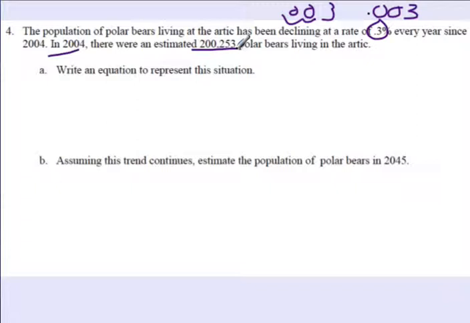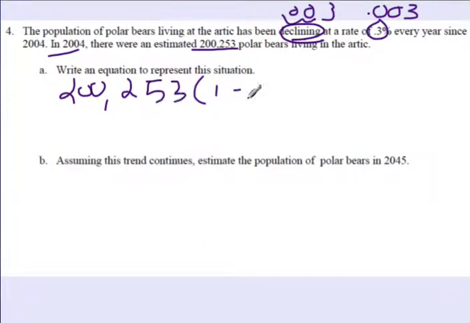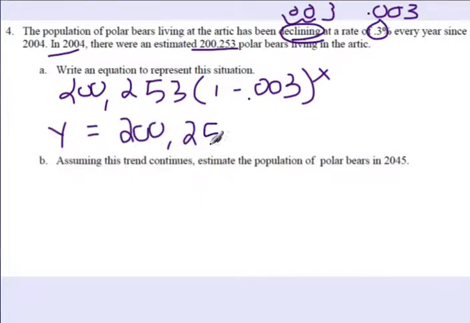So we want to write an equation. So it says that they're declining. So declining implies going down, which means I need to use exponential decay. So I'm going to do 200,253 and then 1 minus 0.003, and that's going to be raised to some x power, because again, or t, either one, I'm still writing out that equation. So to finally write out the equation, I have y equals 200,253.